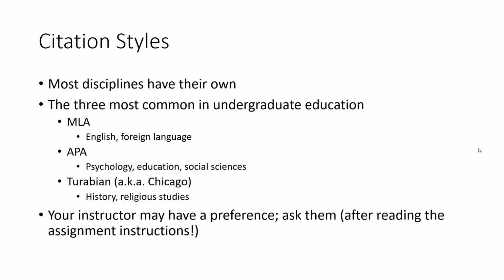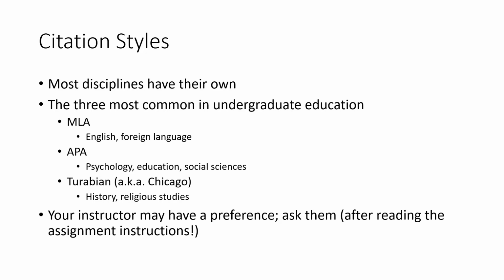There are different citation styles, and most disciplines have their own. The three most common in undergraduate education are MLA, APA, and Turabian, which is also called Chicago. It's probably likely that your English composition course or your college composition course, whatever it's called at your college, taught you MLA because that's what English uses. And most colleges therefore teach it in English comp or in college writing classes.